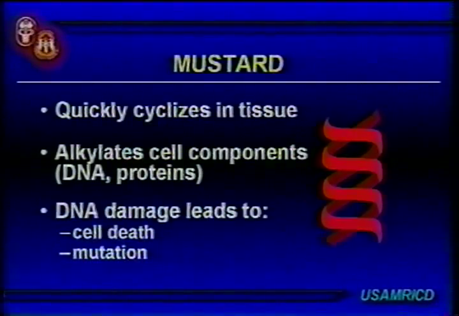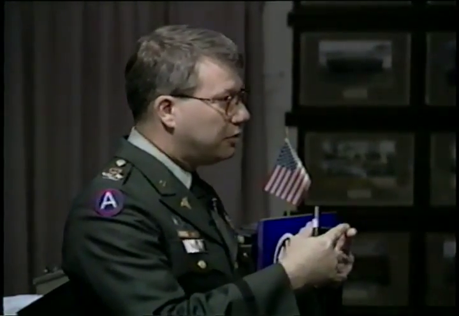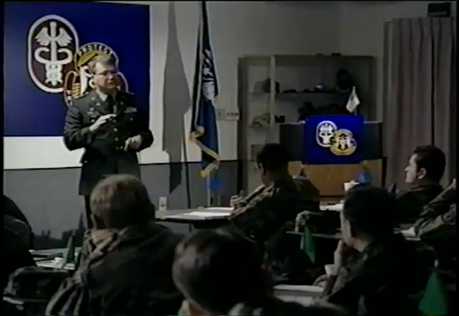Mustard, and I haven't said it yet, is an alkylating agent, just like nitrogen mustard, just like Cytoxan and some of the other things. What alkylating agents do is they take carbon-carbon bonds and rearrange them. So you can imagine that if the carbon-carbon bonds in your DNA have been rearranged, it's not too healthy. Likewise, it can affect the bonding and the carbon-carbon bonds in your cell proteins, your membranes. Mustard attacks just about everything it comes in contact with.